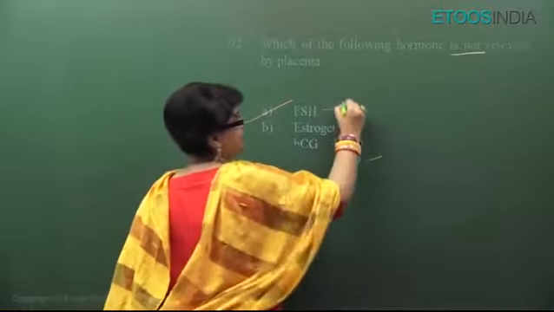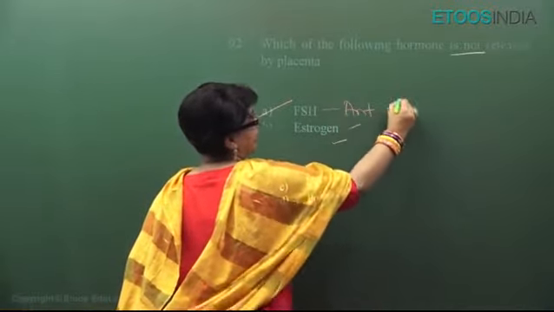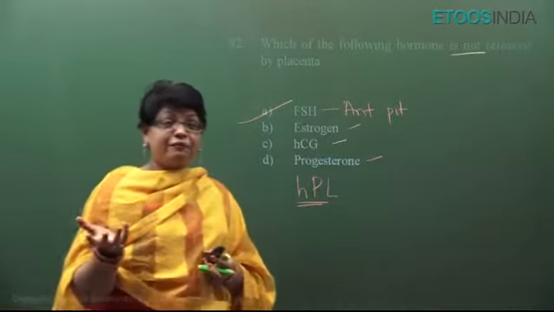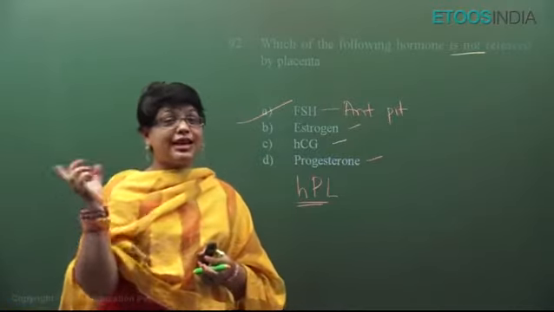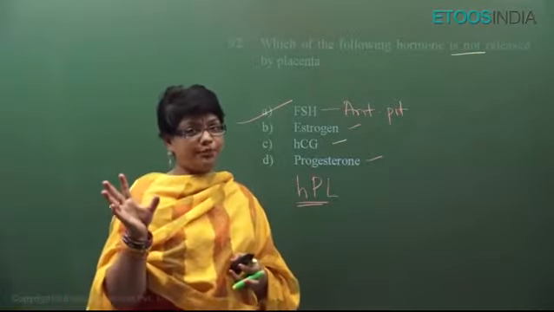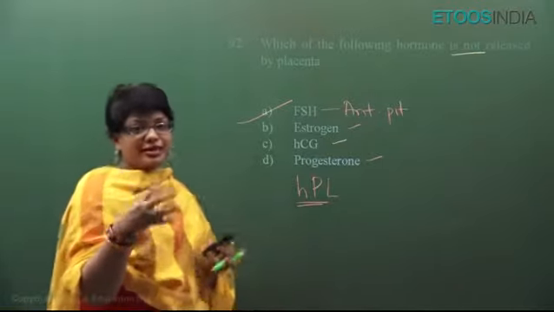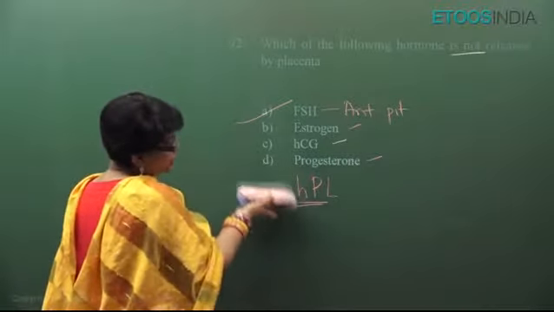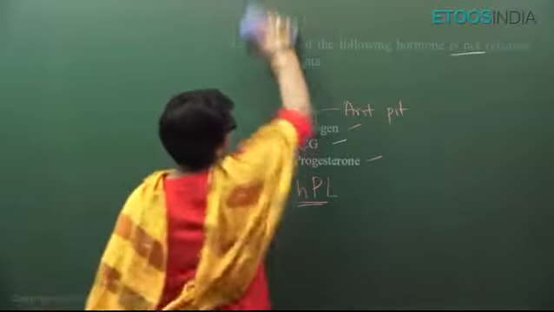FSH is produced by anterior pituitary, FSH LH, gonadotropins, right? And at the end of pregnancy, at the end of gestation, relaxin is also produced by ovary, corpus luteum, for relaxing the pubic symphysis. Right, so this is very very important. Placenta secretes these four but not FSH. So answer is option A.